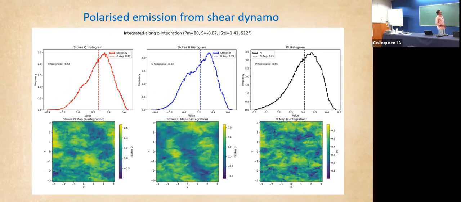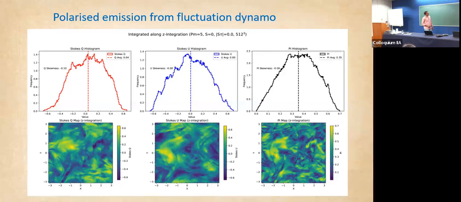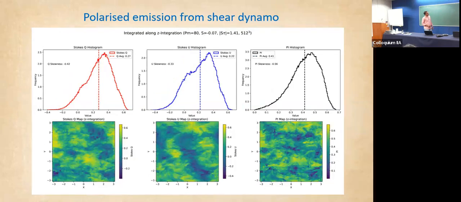If we do the similar exercise for the case of the shear dynamo, in the presence of shear we first of all see that the bright spot increases more. The average increases, and the distribution also becomes very skewed. Even for the normalized Stokes parameters Q and U, both of them show skewness in the distribution. So this is integrated along the Z direction.